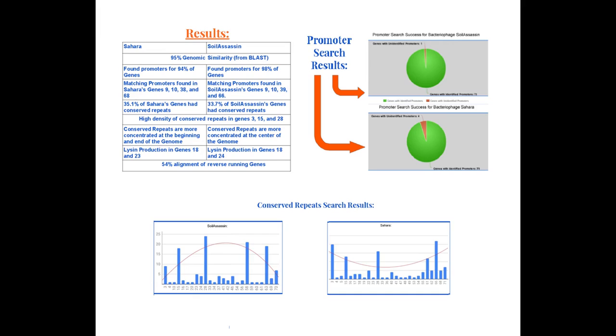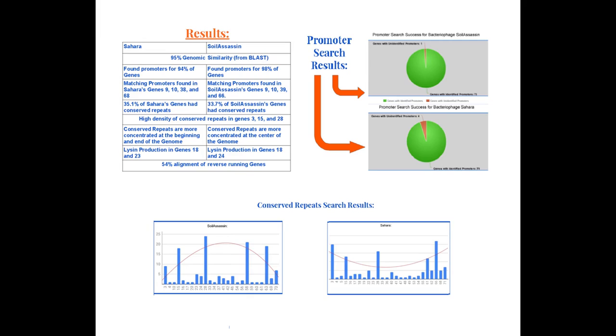In our search for conserved repeats, we found conserved repeats in 35.1% of Sahara's genes and 33.7% of SoilAssassin genes. These similar percentages indicate that the concentration of conserved sections of genomic data is relatively high. Both of our searches for conserved repeats yielded significant results within genes 3, 15, and 28, indicating that these genes are very important to the structure or function of our respective bacteriophages.